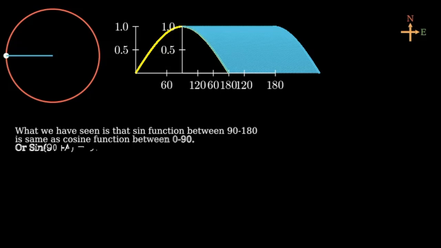What we have seen is that the sine function between 90 to 180 degrees is the same as the cosine function between 0 to 90 degrees, or sine of 90 plus a equals cos of a.